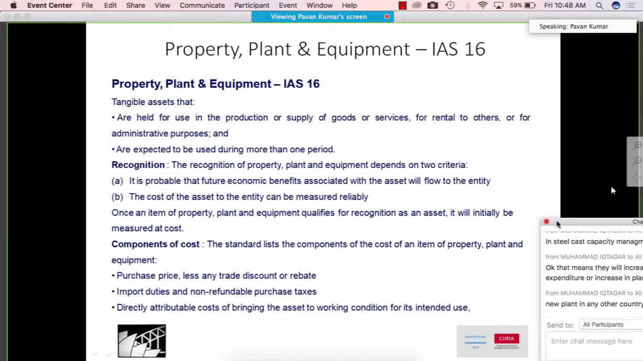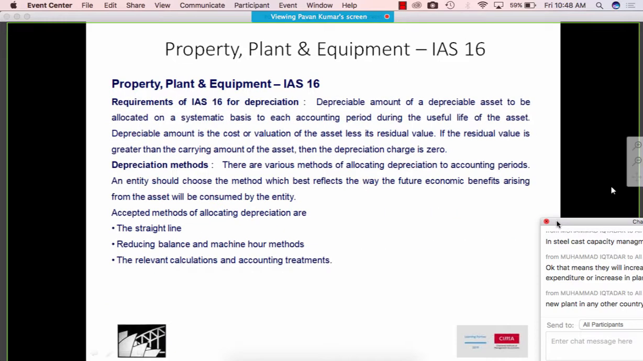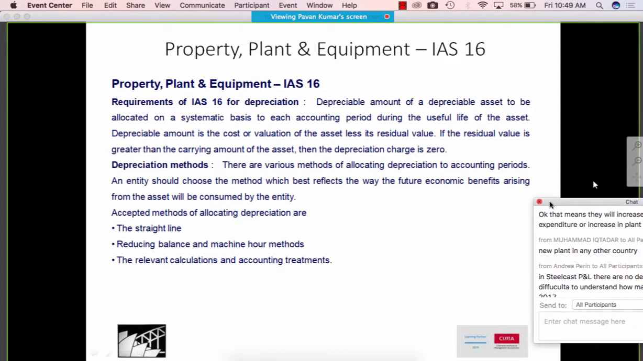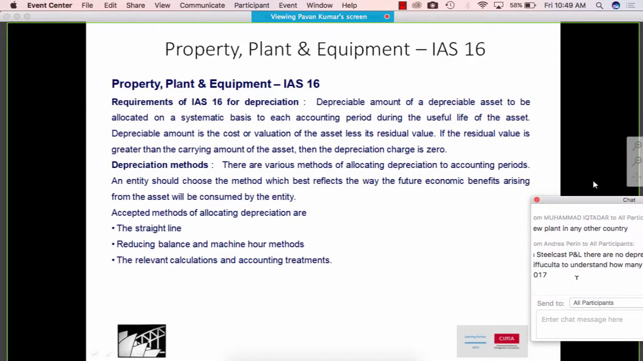So again, there is some reading material for you to quickly refer back and forth to the case study. And again, this material is not exhaustive. I have picked up the major points that I thought are relevant. So Andrea, in Steel Cast P&L, there are no depreciations. So it is a bit difficult to understand how many capex they had in 2017.